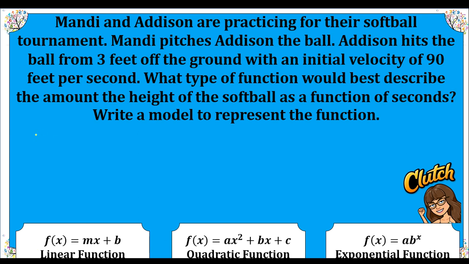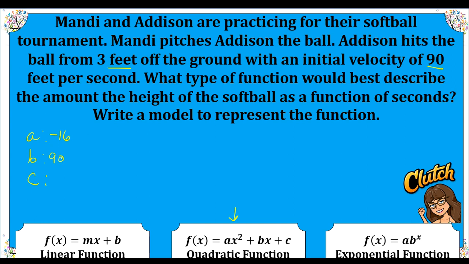So let's recall, we're going to have an A, a B, and a C because we're talking about a quadratic function. With projectiles, our A is going to be our acceleration. And since we're talking about feet, we're going to use gravity of 32. And remember, it's negative because our object is going up and then it's coming down. So negative 16 will be the A value. Our velocity is 90. That's our B value.